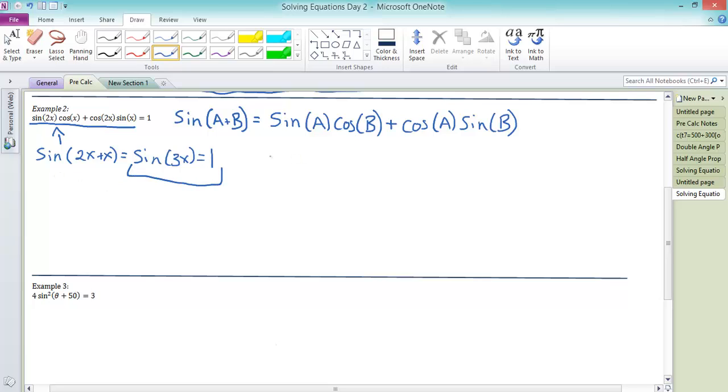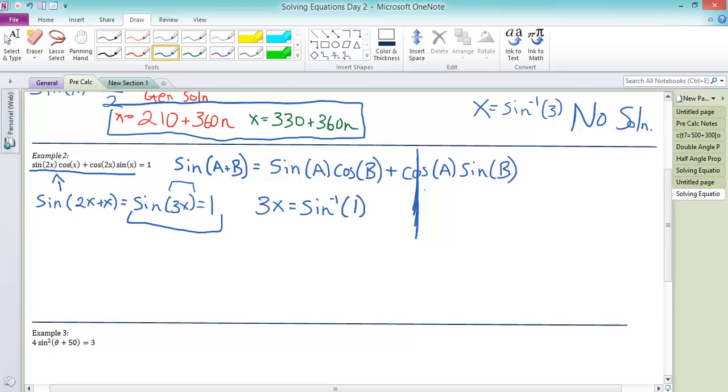And what I'm going to do is I need to figure out the sine of what angle is equal to 1, or another way to rewrite that question is this 3x is equal to the arc sine, or sine to the -1 of 1. And in order to solve an arc sine of 1, I'm going to draw, there we go.